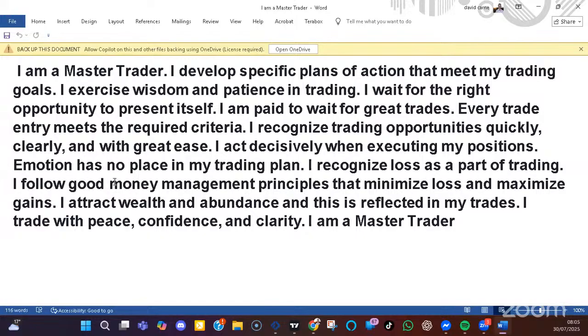Emotion has no place in my trading plan. I recognize loss as a part of trading. I follow good money management principles that minimize loss and maximize gains. I attract wealth and abundance, and this is reflected in my trades. I trade with peace, confidence, and clarity. I am a master trader.